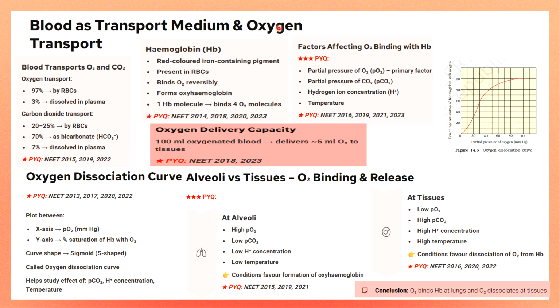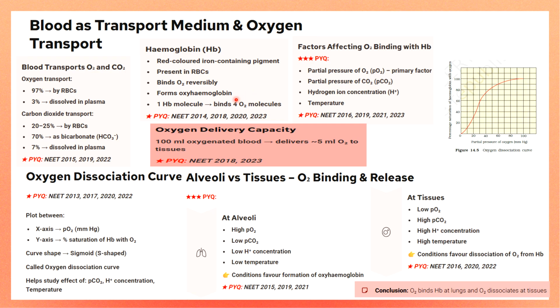Now, the oxygen is carried by the RBC, but how? In the RBC we have a red colored, iron containing pigment. It is called hemoglobin. This is responsible for carrying the oxygen. One molecule of hemoglobin can bind to 4 molecules of oxygen and form oxyhemoglobin. This binding of oxygen and hemoglobin is reversible in nature.